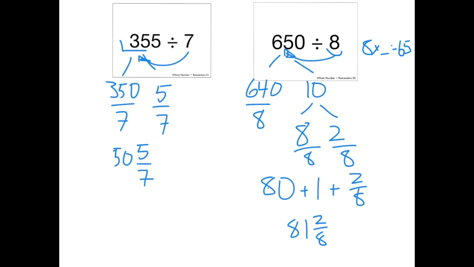and 2/8. Now students can, if they see the relationship between 2/8 and 1/4, either rewrite their number as 81 and 1/4, or could even write it as a decimal as 81 and 25/100. But any of those representations is acceptable at this point.